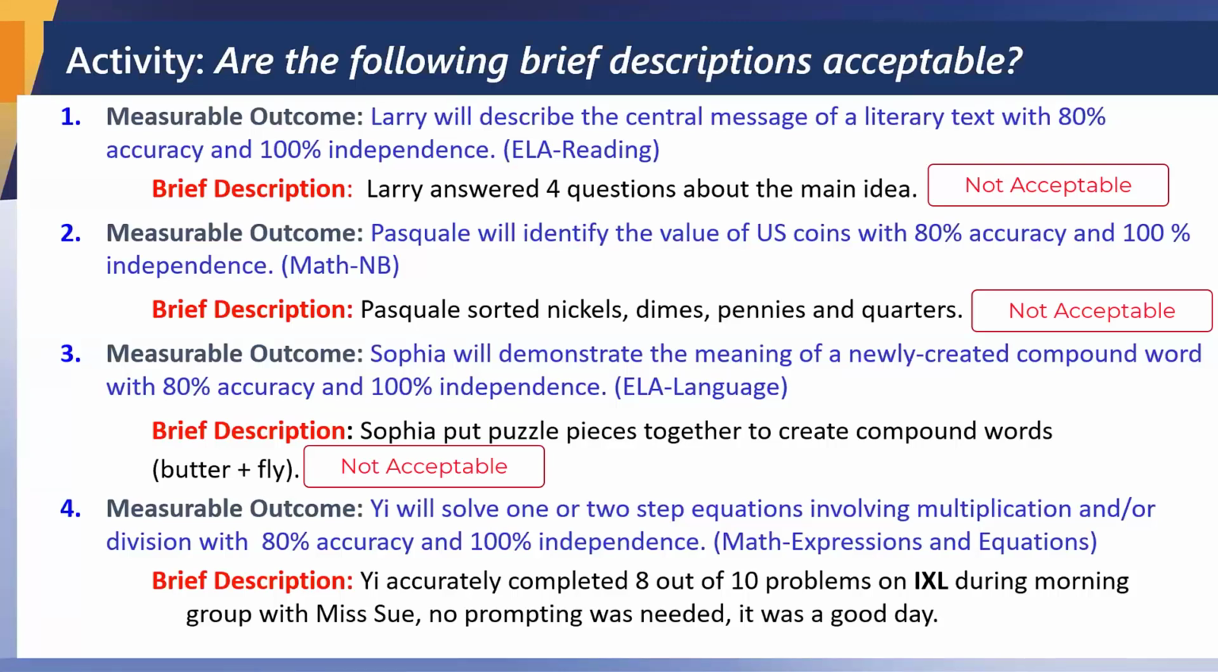So the majority of you, 81%, said that it was not acceptable. So let's make sure we know why it was not acceptable, because it was not acceptable. That is the correct answer. Ye was supposed to solve one or two-step equations involving multiplication or division. All that was written was that she completed 8 out of 10 problems on IXL.